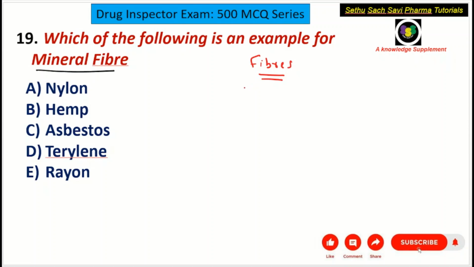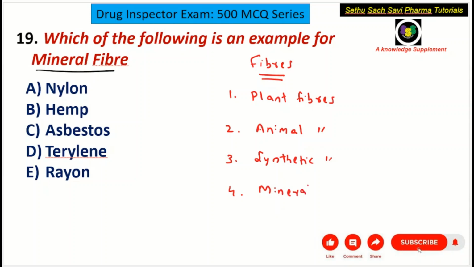mainly 4 categories. One is plant fibers. Second one is animal fibers, where the source of origin is animal. The third one is synthetic fiber. We can synthetically prepare fibers. And the fourth fiber is basically obtained from a mineral source. They are called mineral fibers. These are the 4 different classifications of fibers.